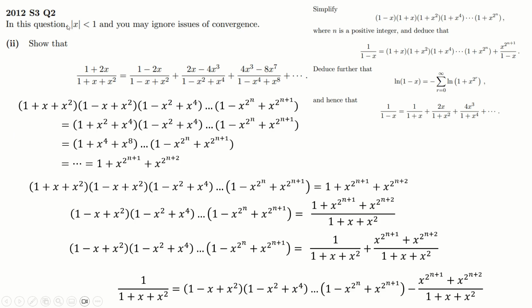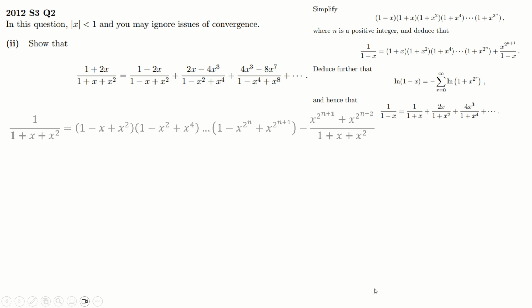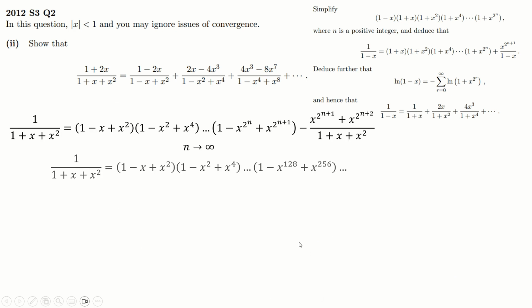We sent n to infinity because I wanted to get rid of this term. x is still less than 1 for the whole question. So this will go to 0 if n goes to infinity, and this will just become an infinite number of brackets multiplied together, which is fine because that was fine last time, so it should still be fine. I've just quoted a random one in here, and then it just keeps going, right? I didn't really write that for any particular reason. It just denotes that you hit them all, and then you just keep going.